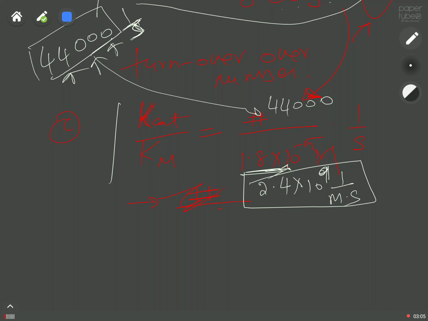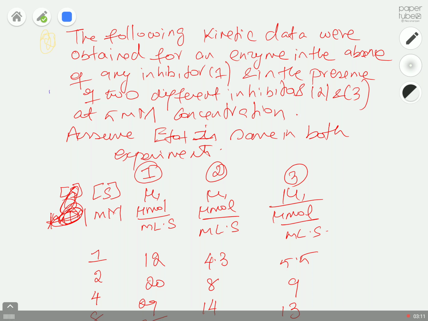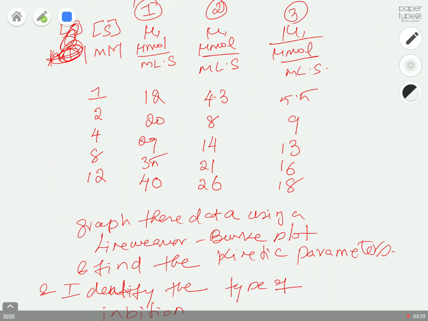Yeah, so let's go back to the second problem. I'm going to read the problem for you. Change the background. The following kinetic data were obtained for an enzyme in the absence of any inhibitor. So you have one data set where there is no inhibitor. So it's just with pure enzyme. So I just put it as number 1. So you see the table here. So this is for pure enzyme.